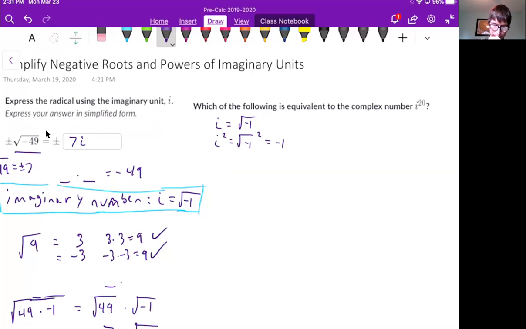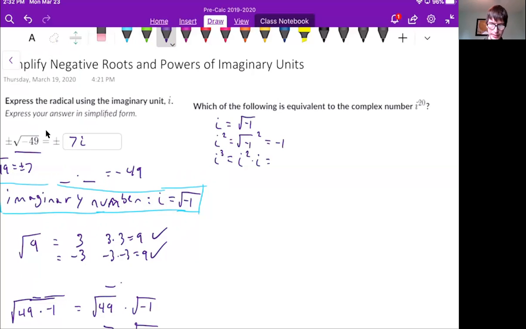And then let's see what happens if we do i cubed. Well, that's a little trickier. So we could say the square root of -1 cubed. That's a little confusing. What if we tried i squared times i? That might be more helpful. What is i squared times i?